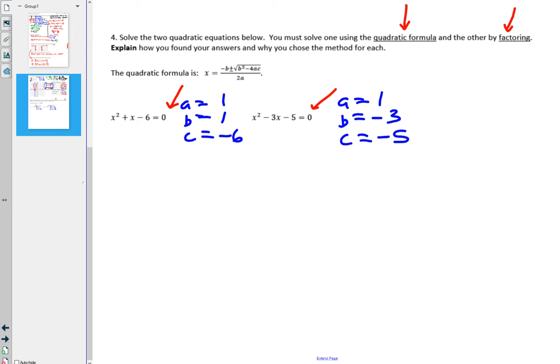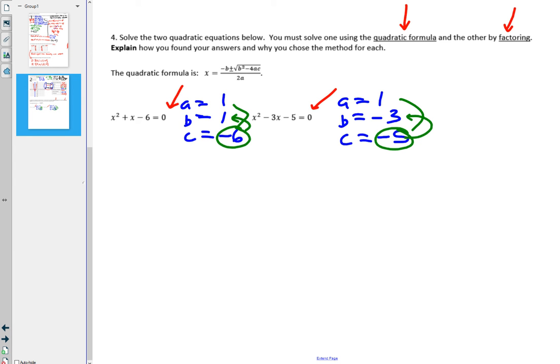But maybe a more elementary explanation would be that in order for factoring to work, remember when we did the table, the equal factor chart? When you multiply A times C, which in this case A is 1, so it's really just C, you have to be able to find two numbers that multiply to give you C, but also add up to B. And in these two particular problems, that can only be done with one of them. Which one would that be?